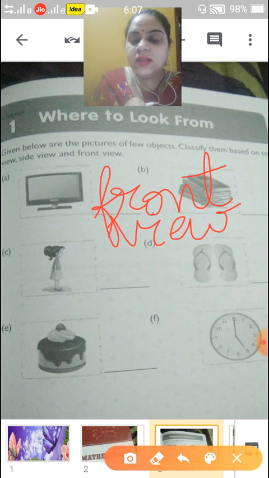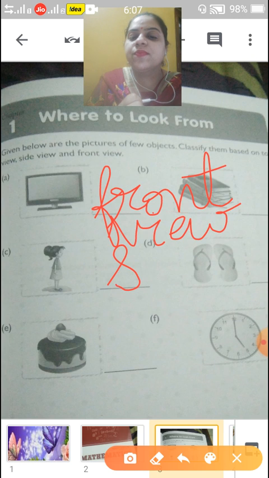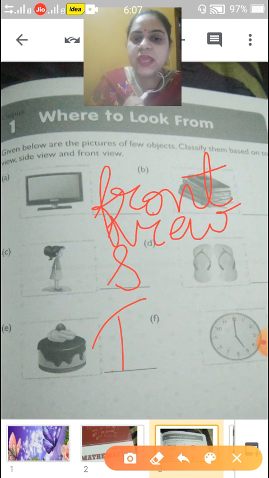Next, girl. The girl is standing. So what is the view if you are watching like this? This is your side view. Cake. For cake, your view is top view. When you look at the cake, you look from the top.